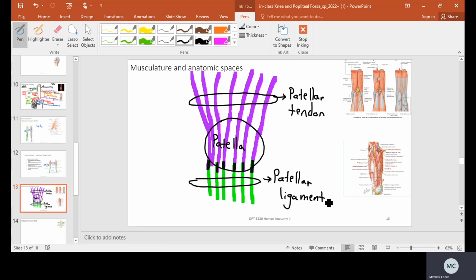So that's one key piece of information that you're going to need to know, because, like I said, technically, to keep consistent with anatomical terms, tendons attach muscle to bone. Ligaments attach bone to bone. Oh, patellar tendon is the same thing as quadriceps tendon, right? Yeah, that's correct. So patellar tendon also goes by the name quadriceps tendon.